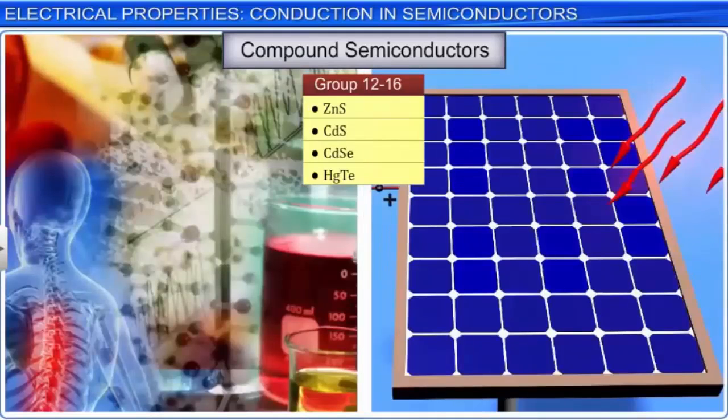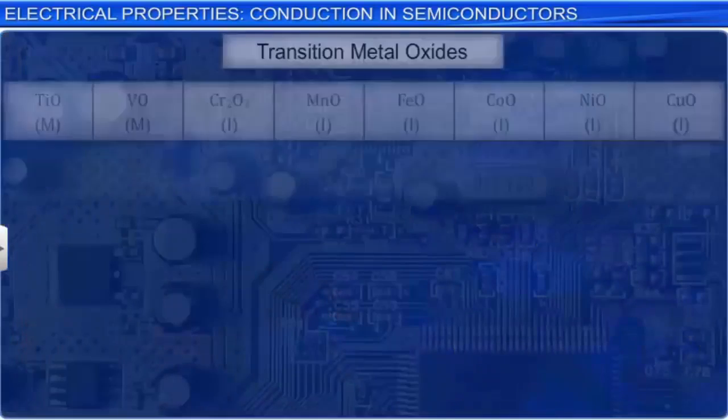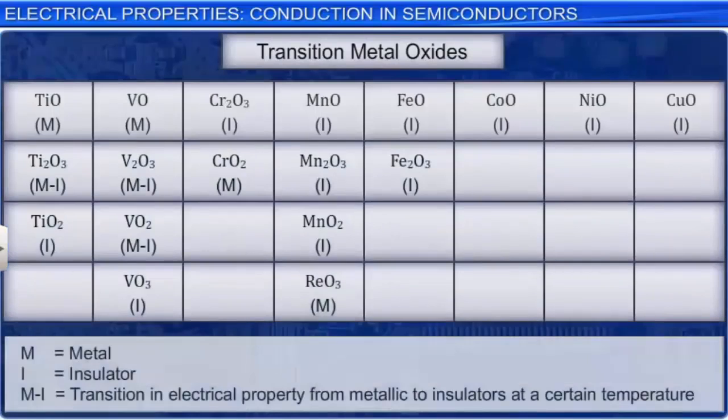Transition metal oxides are another category of substances that show diverse electrical properties, ranging from strongly metallic to insulating. Oxides like titanium(II) oxide, chromium(IV) oxide, and rhenium(VI) oxide behave like metals. Rhenium(VI) oxide can be compared to metallic copper in conductivity and appearance.